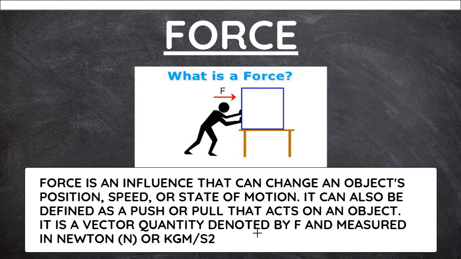And force is denoted by capital F and is measured in Newton, capital N, as a unit, or kilogram meter per second square. So a force is an influence that can change an object's position, speed, or state of motion. Okay, and one thing that we must notice is that this is a vector quantity denoted by F and measured in what? Newton, capital N, or kilogram meter per second square.